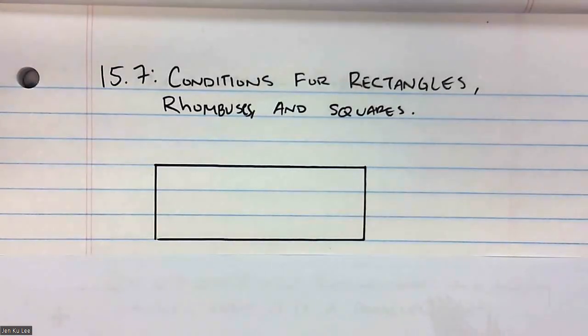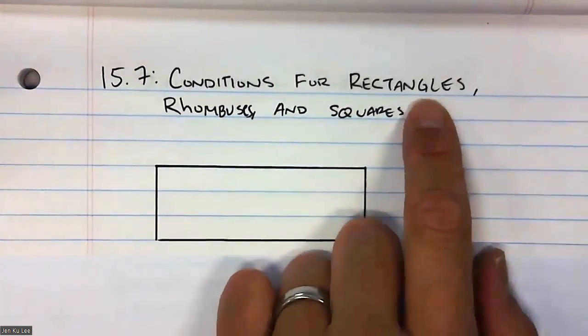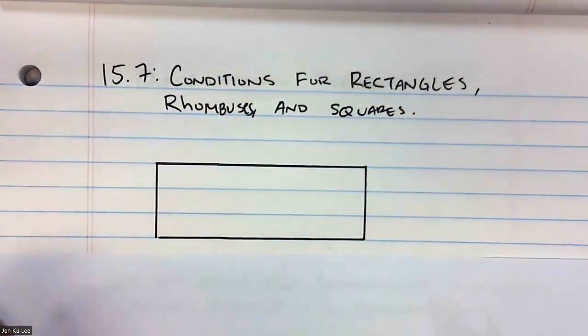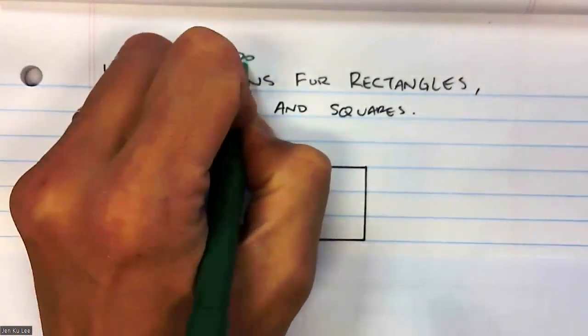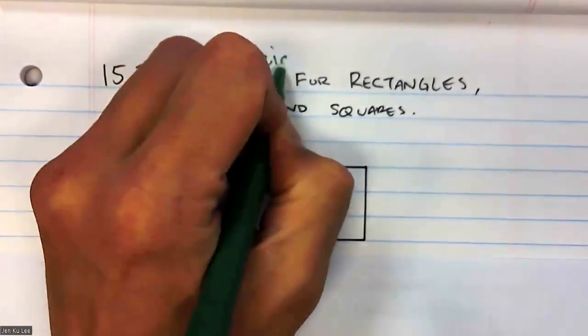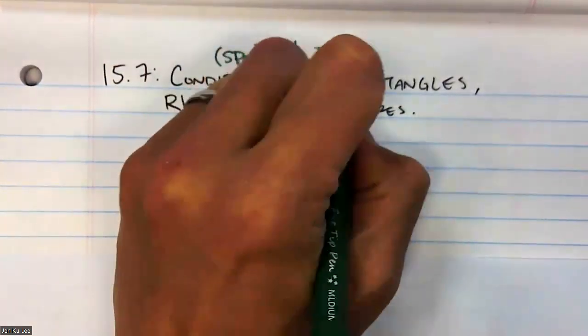Okay, welcome back, everyone. This is 15.7, conditions for rectangles, rhombuses, and squares. So these are special types of parallelograms. Okay, let's just write it here: special p-grams.